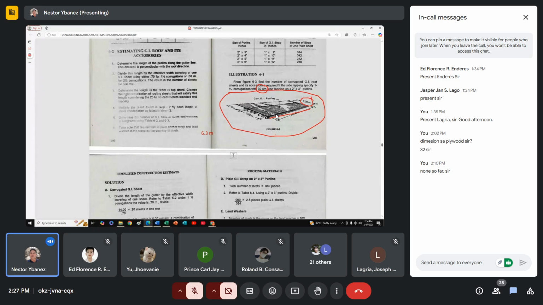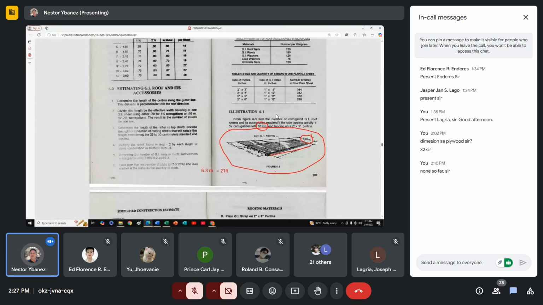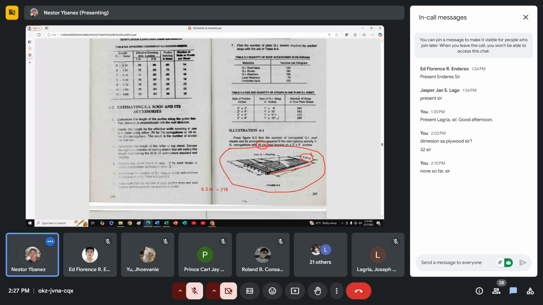6.3 meters, which is equivalent to 21 feet. But take note, it is sold not in meters but in feet. The standard lengths go up to 12 feet, or up to 3.6 meters. But what is required is 6 meters.